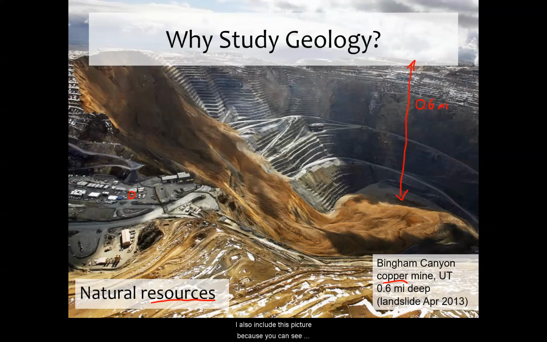I also include this picture because you can see evidence that this was affected by its own sort of natural disaster. You see this big landslide that happened in 2013. Just look at how much Earth has moved to cause this huge landslide to occur. A knowledge of geology, first of all, tells us how and where we can mine this copper, and also tells us the best practices to avoid having something like this happen, so that it doesn't harm our resource gathering operations and it doesn't kill anybody in the process.